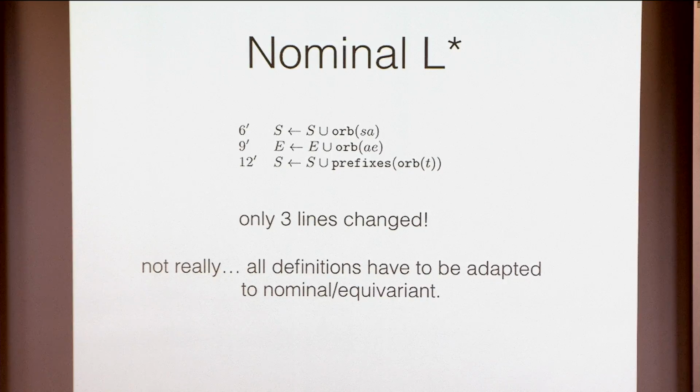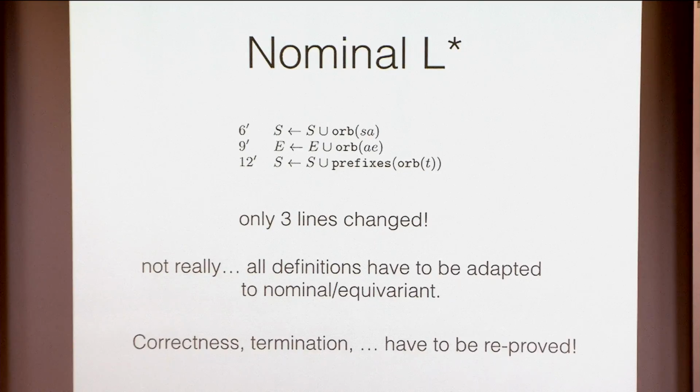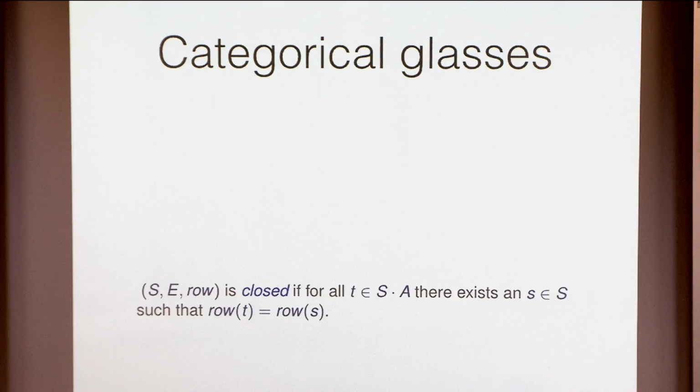So all definitions now need to be talking about orbit finite sets instead of finite sets. And this, in principle, means you need to reprove correctness and termination and all the theorems that Angluin had in her paper. So have we really saved any work? And this is where category theory comes to play a role, and where things become simpler by using these techniques we developed in the paper that we had for Prakash's 60th birthday.